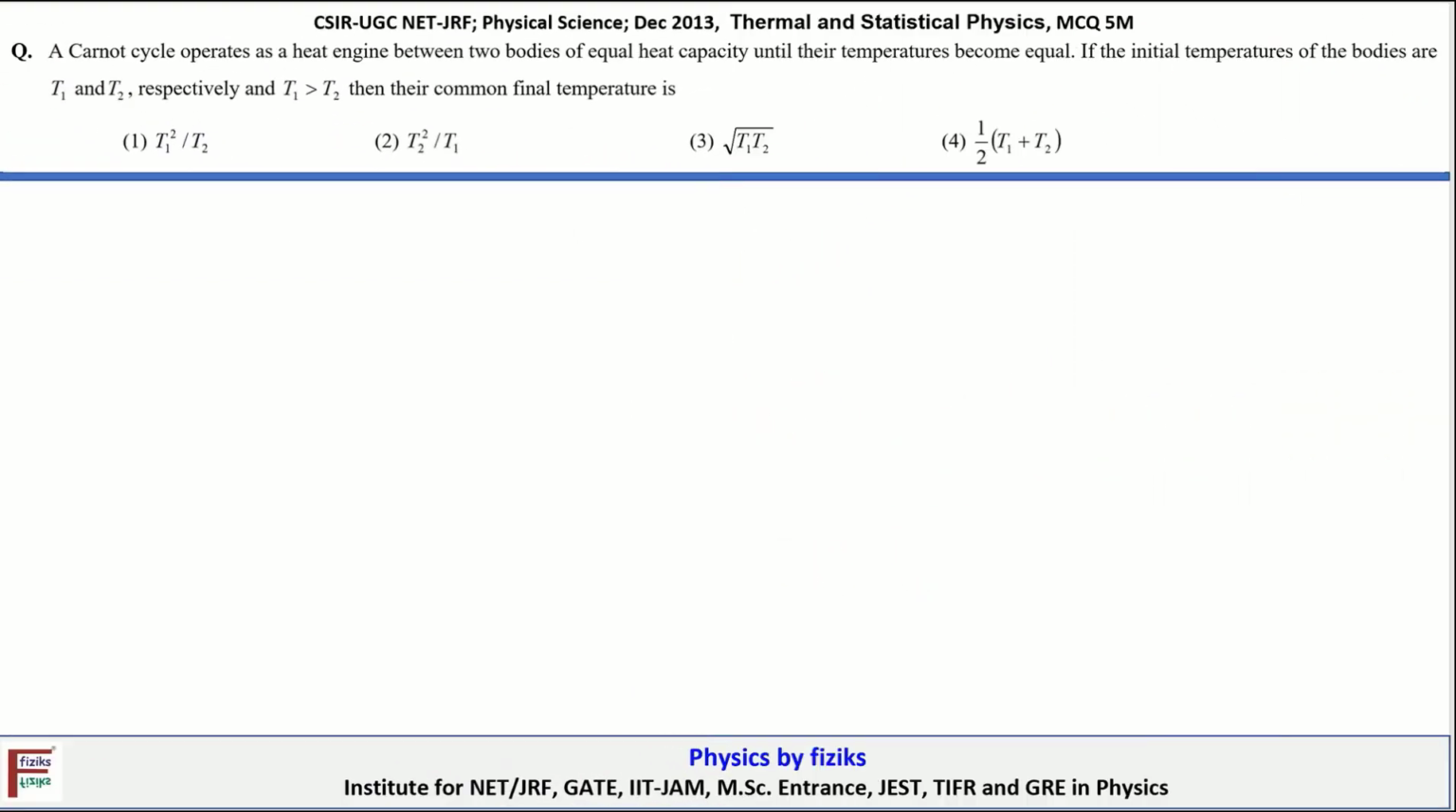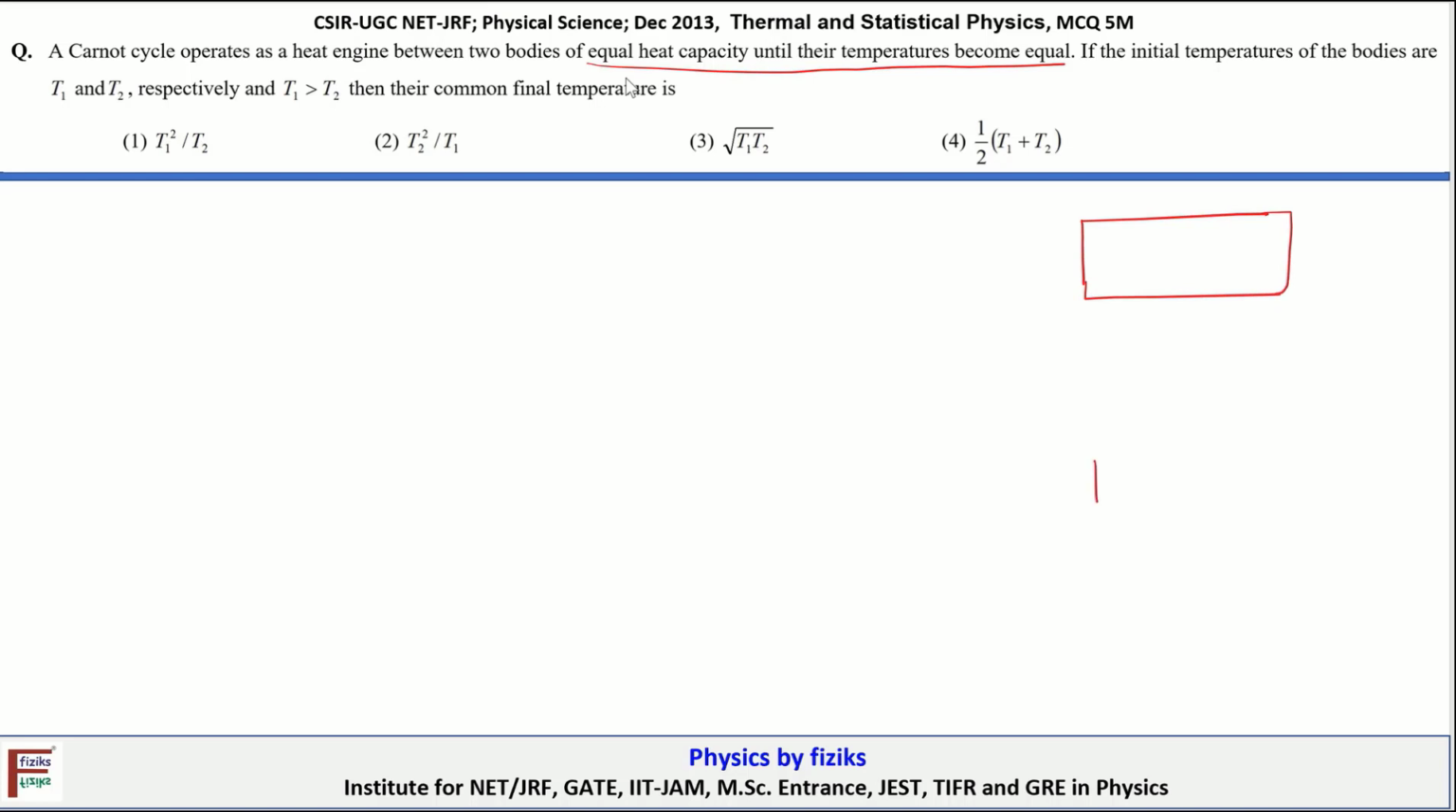So let's take a look at the next problem. It is from the Carnot cycle. A Carnot cycle operates as a heat engine between two bodies of equal heat capacity until their temperatures become equal, okay. So let's draw the Carnot cycle and then try to understand this problem.